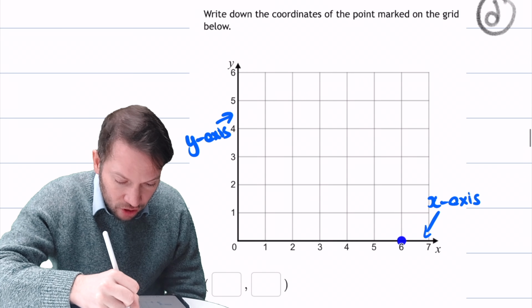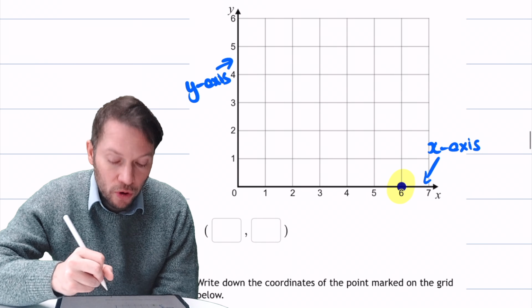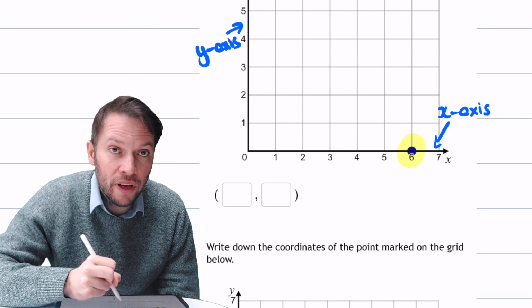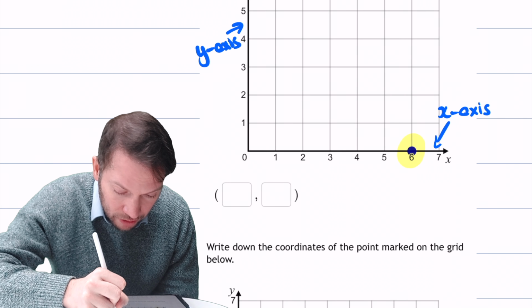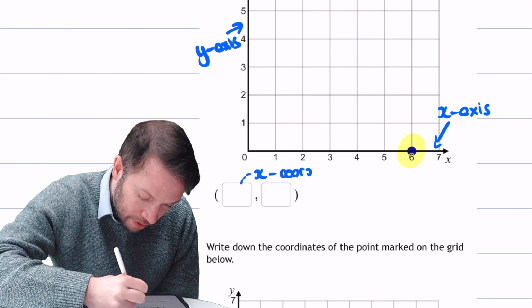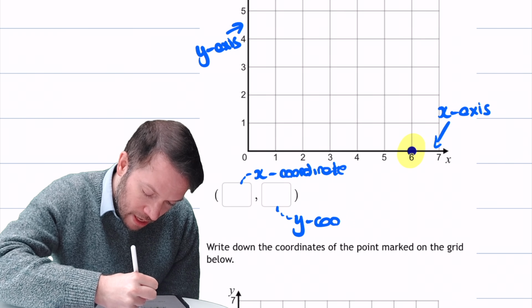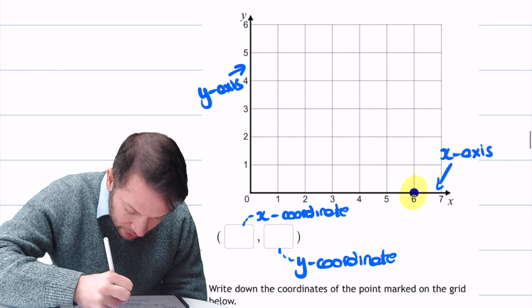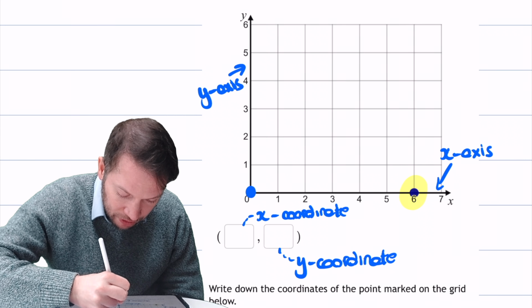And we want to read off the coordinates of this point here. Now, remember how coordinates work. Coordinates have brackets like this with a comma in the middle. And the first number is known as the x-coordinate. So this is the x-coordinate. And the second number is known as the y-coordinate. And what these tell you is how far, if you start from this point here, where the two axes meet, this is known as the origin, by the way, we saw that in the previous video.